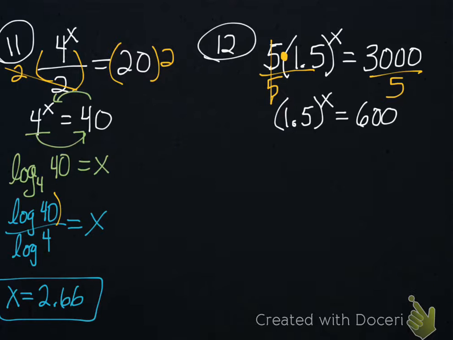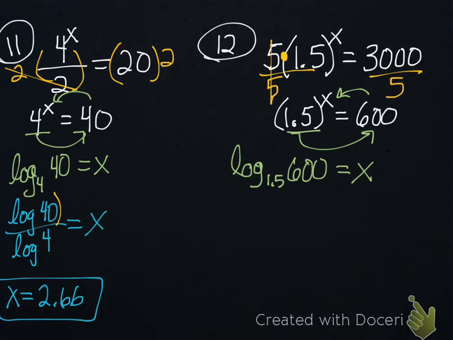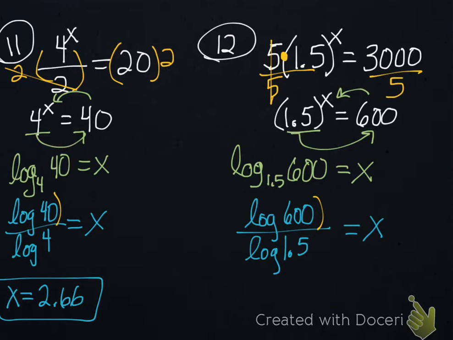Now we can turn it into a log. The base is 1.5. Go across the equal sign. The argument is 600. That equals x. Okay, the base is not 10 or e, so we have to use change base. Remember, the base goes to the bottom, the argument goes on top. Make sure you close the parentheses. Log 600 divided by log 1.5 is equal to 15.78.